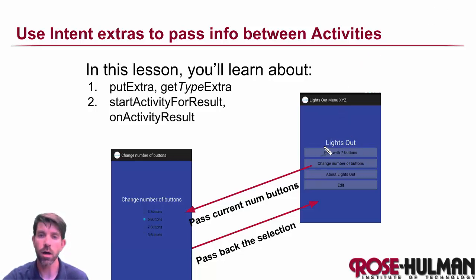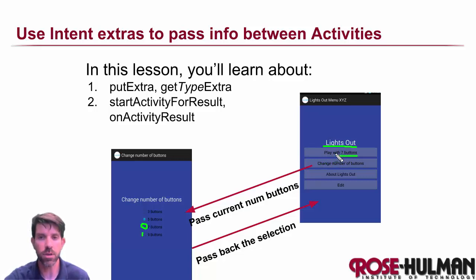In our menu, we have Lights Out, and the default is 7 buttons. So what we'd like to do is to be able to pass that 7 across into the intent, where we're going to be changing the number of buttons here, so that it actually defaults to that 7, for instance, whatever we passed. And then when they change it, say they change it to 9, then we want to pass that 9 back to our menu here so that it then says play with 9 buttons.